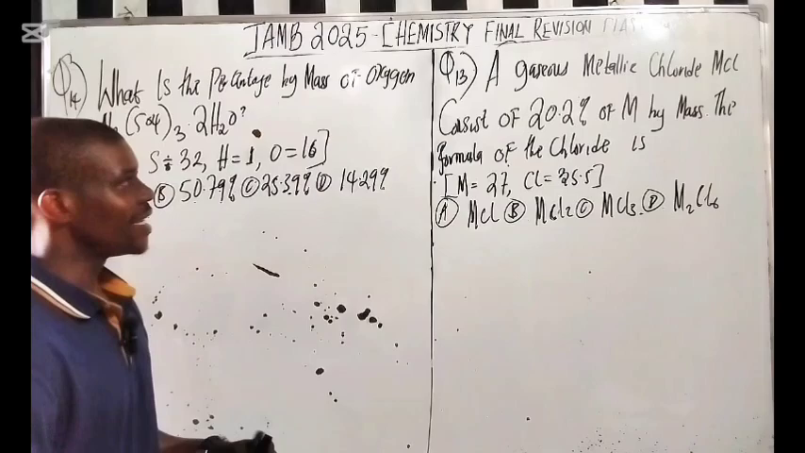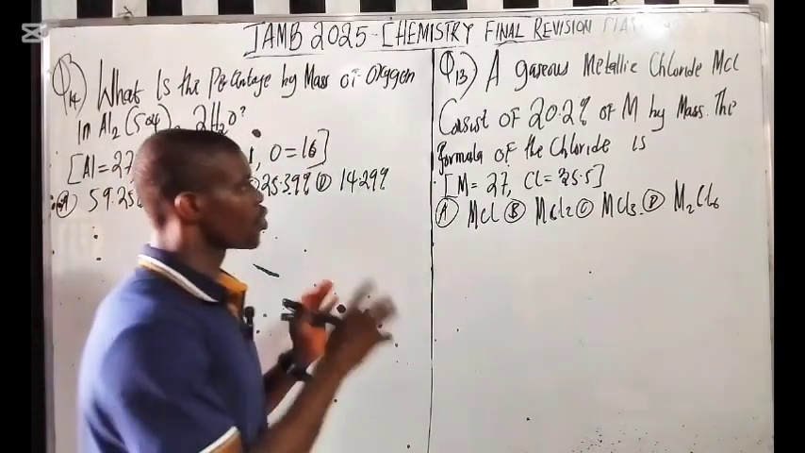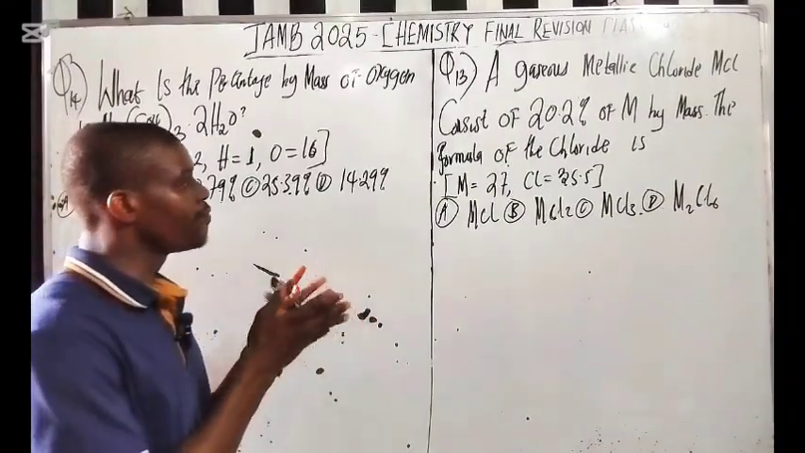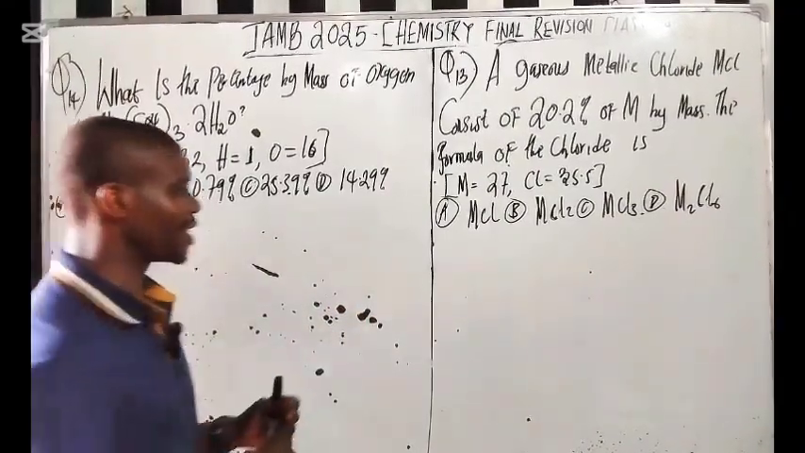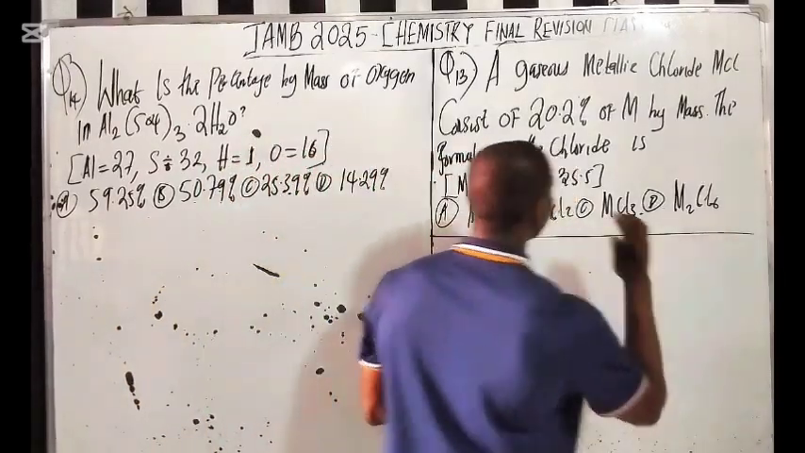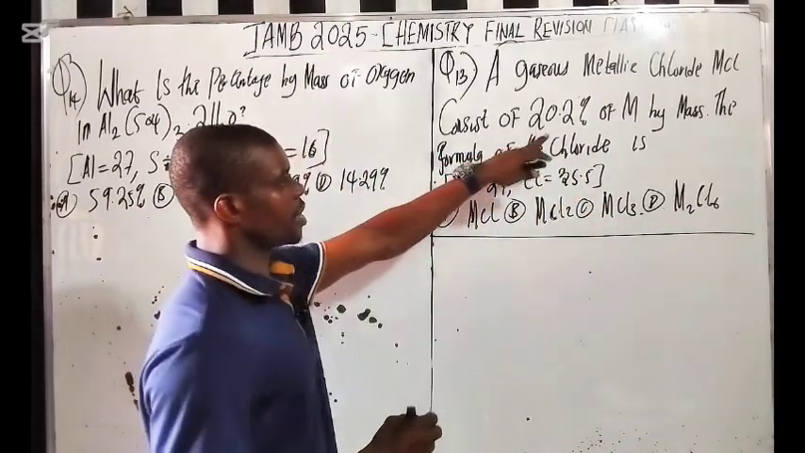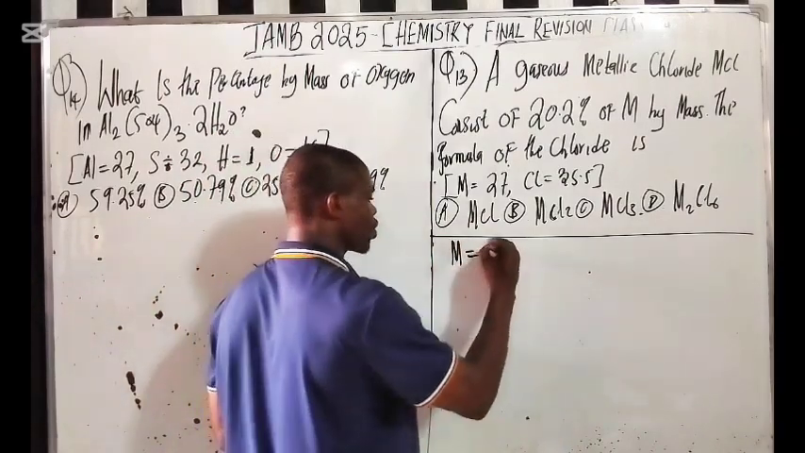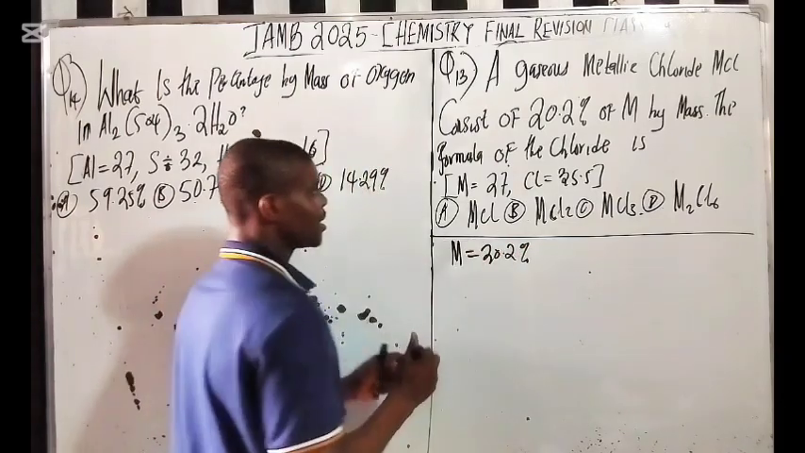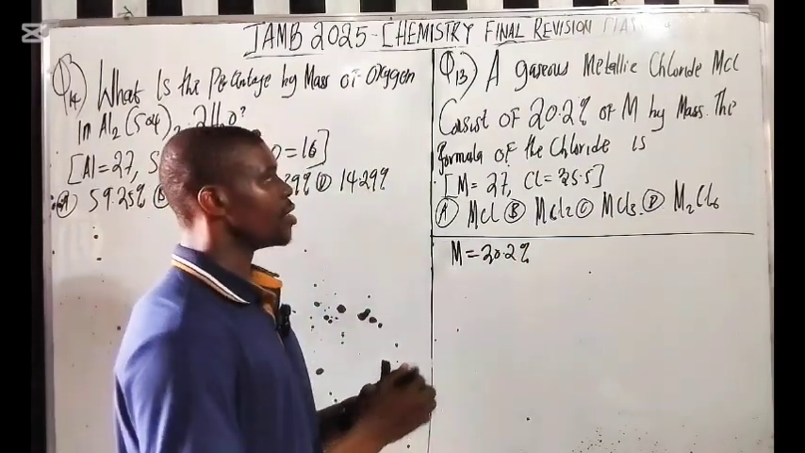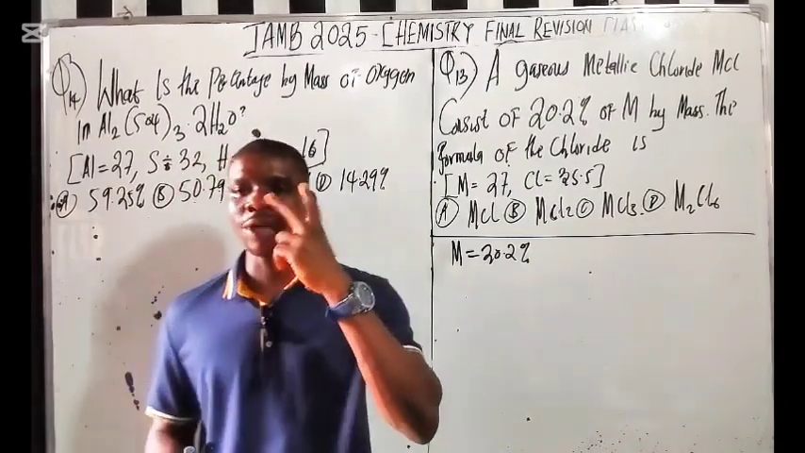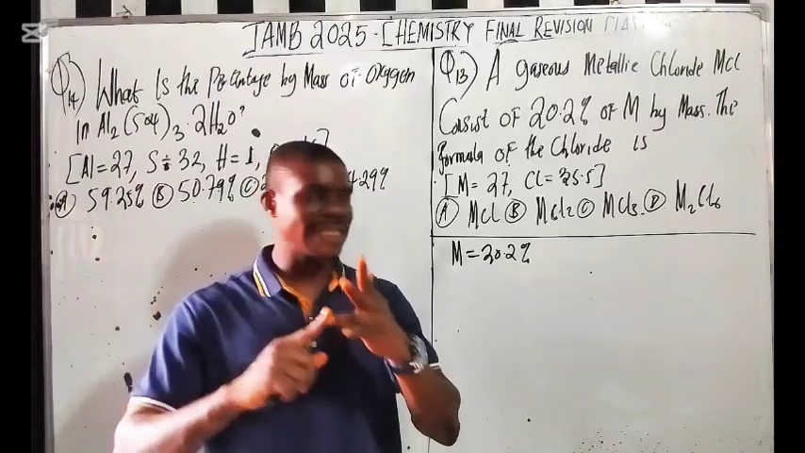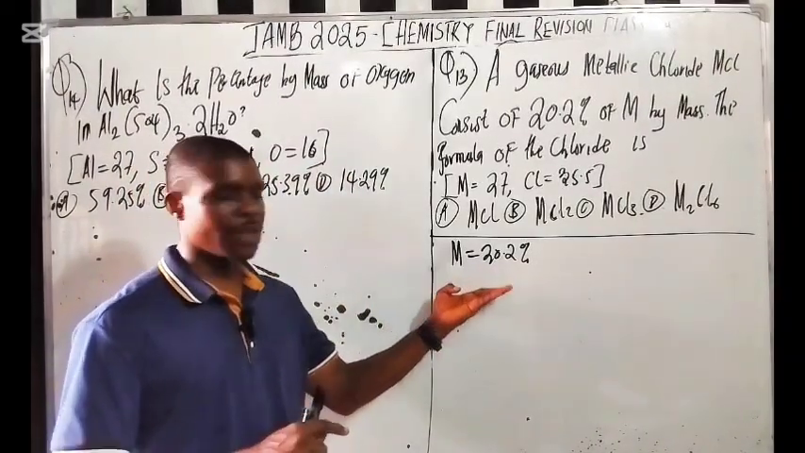So please pay attention. A gaseous metallic chloride (MCl) consists of 20.2% of M by mass. The formula of the chloride is... Please pay attention. Let me show you how to do this. The percentage of mass is 20.2%. This is a gaseous metallic chloride, so it contains only 2 elements: the metal itself and chlorine. And the metal they gave us to be 20.2%.